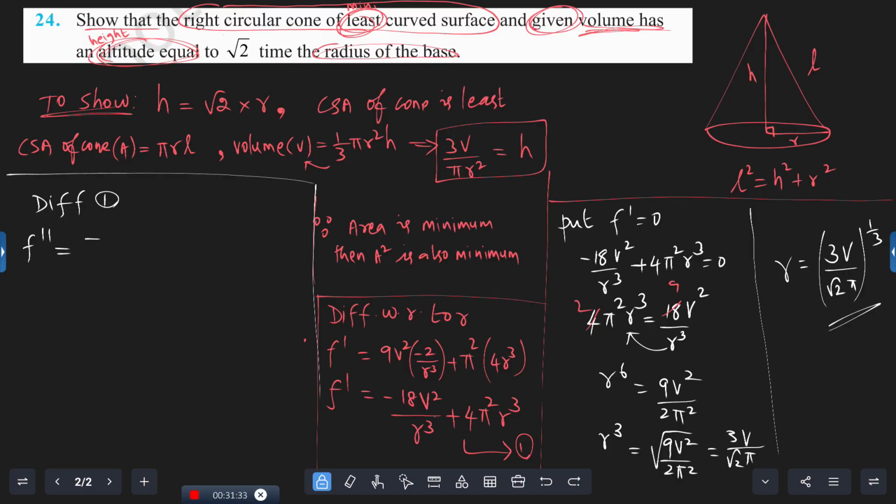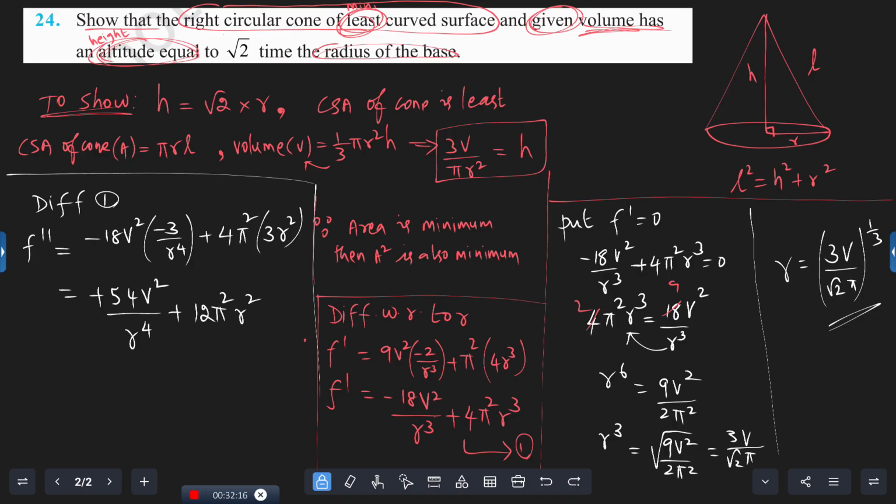F double derivative is equal to minus 18 v square, let it be 1 by r cube. When you differentiate, you will be getting minus 3 divided by r power 4. Plus 4 pi square r cube, when you differentiate, 3r square you will be getting. Now minus into minus plus 18, 3s are 54, v square divided by r power 4, plus 4 3s are 12 pi square into r square.